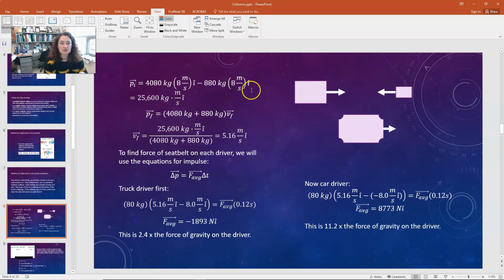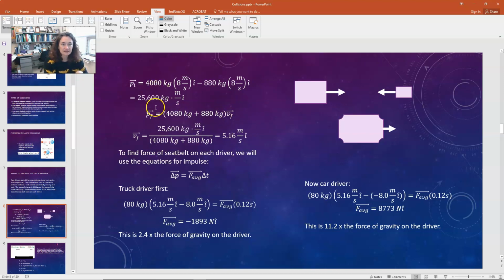So when I sum those two things together, 4,080 times 8 in the i hat minus 880 times 8 in the i hat, I get 25,600 kilogram meters per second in the i hat. So that's the initial momentum of the system. Now that's going to equal the final momentum of the system, which is m1 plus m2 times v final. So that's 4,080 plus 880 kilograms times v final. Now I don't know v final, I've got to solve for it, so I just represented it algebraically here.